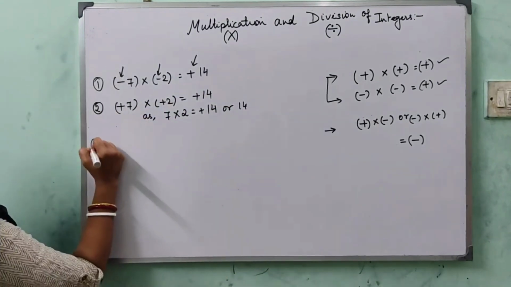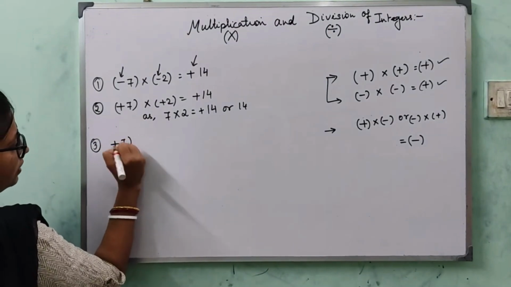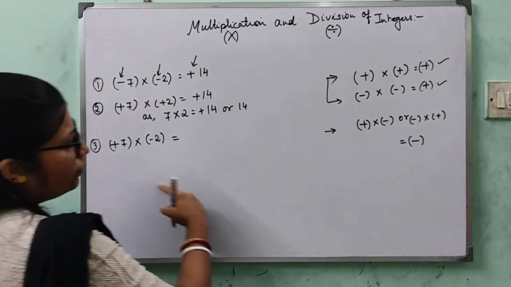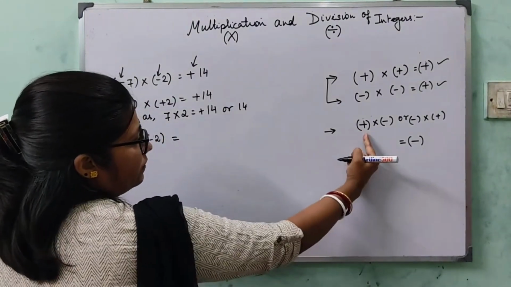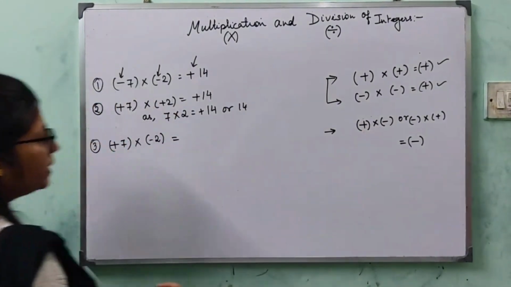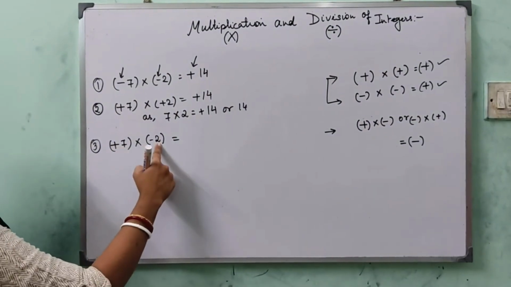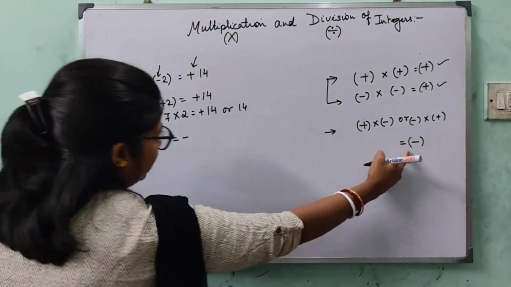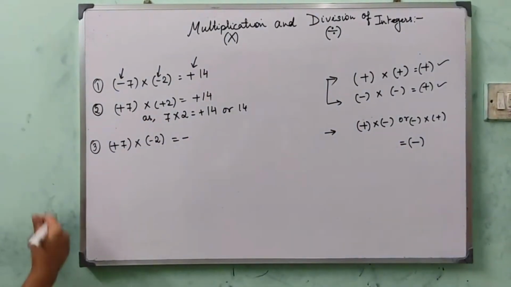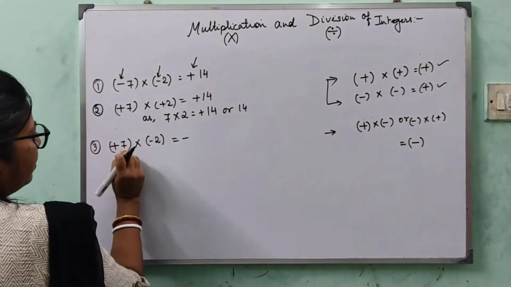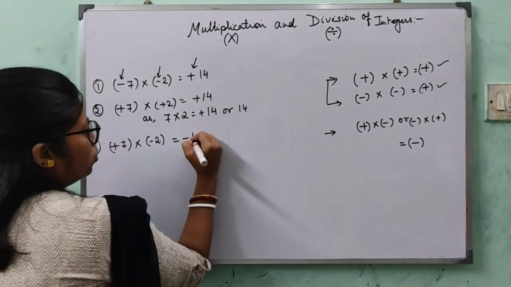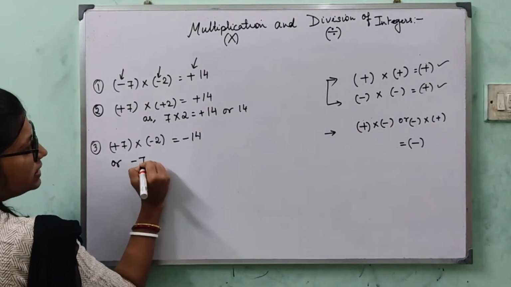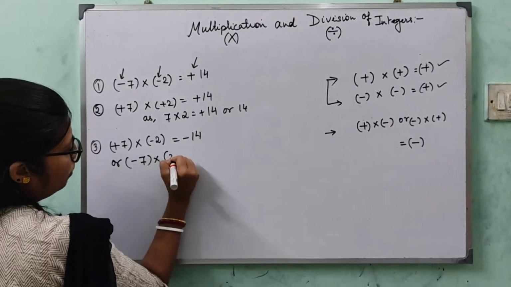If I have plus 7 into minus 2, where do we come? We come over here. That is a positive integer multiplied by a negative integer. So what is going to be the sign? The product will have a minus sign. And what about the number? The number will be 7 into 2. So minus 14.